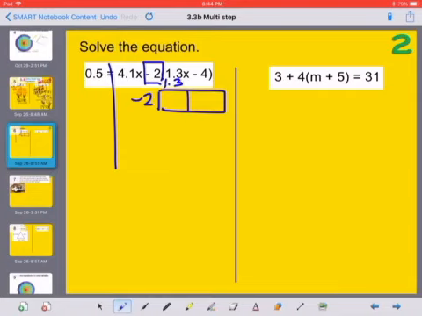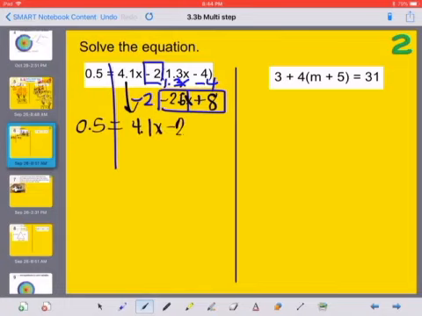Then we have 1.3x and then minus 4. So negative times a positive is a negative. 2 times 1.3, we're just doubling it. Doubling 0.3 would give me 0.6. Doubling 1 gives me 2. So that's 2.6x. And then a negative times a negative is a positive. 2 times 4 is 8. So we have 0.5x equal to 4.1x minus 2.6x plus 8.